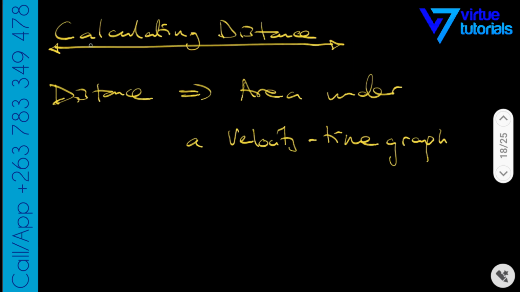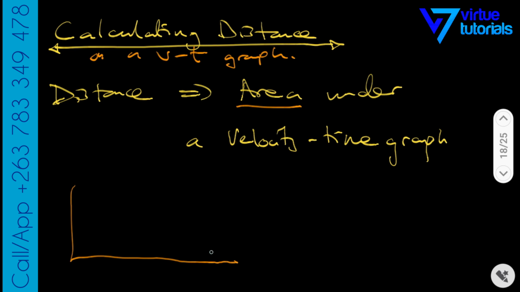Okay, now let's talk about calculating distance on a velocity time graph. On a velocity time graph, a VT graph, if you're given one, you can actually calculate the distance traveled. The distance is the area under a velocity time graph. So it's the area under a velocity time graph.